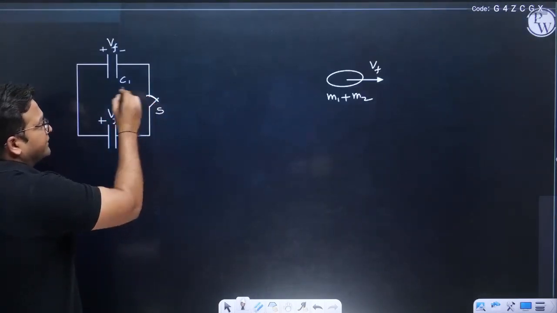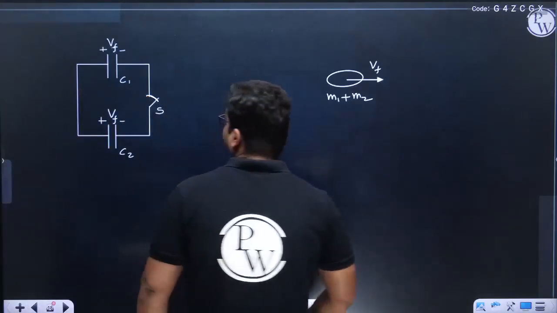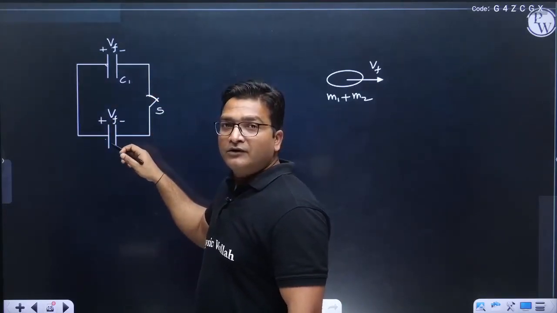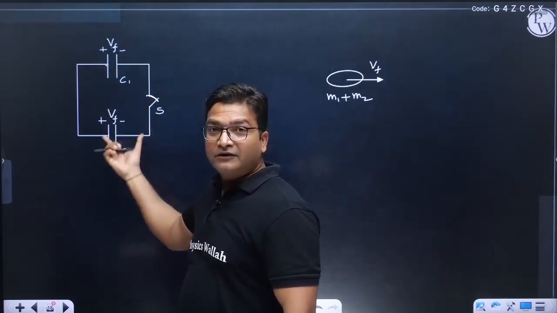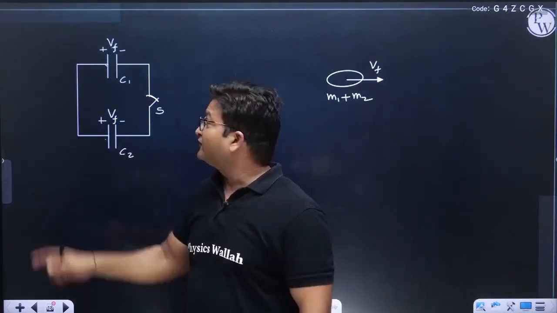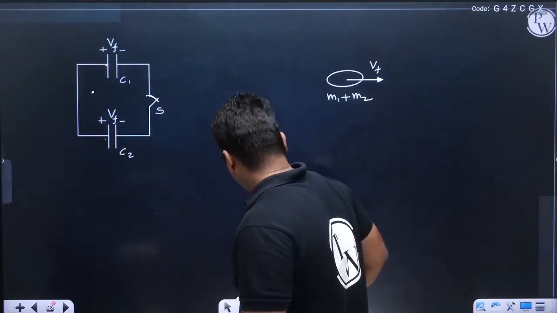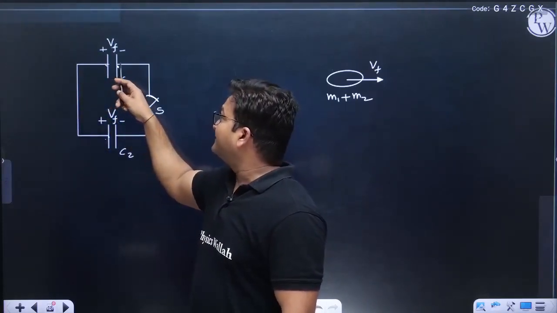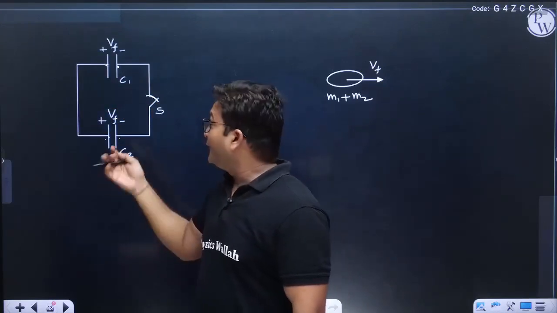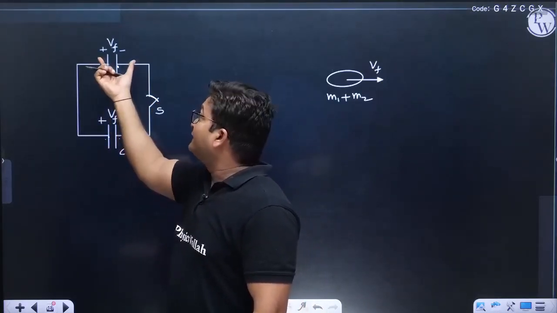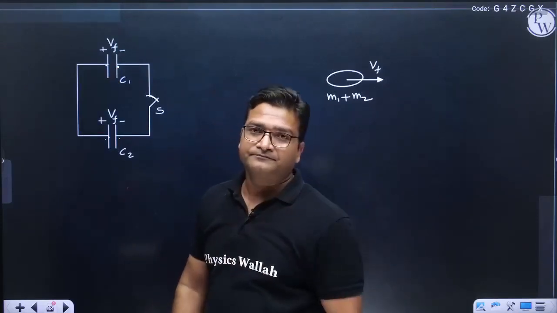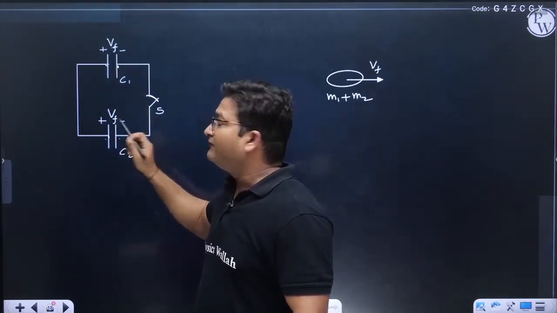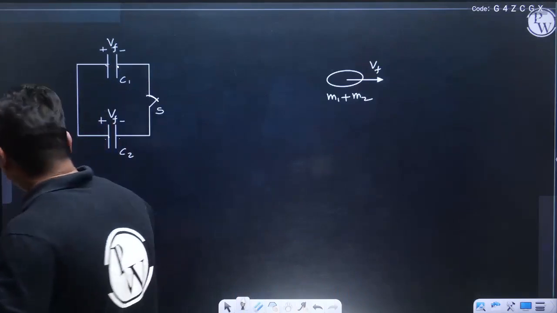Next, if I close this, what happens? Actually, these two plates are connected and these two plates are connected. So finally, the potential difference on the two capacitors will be equal, because potential of this plate will be same as this plate because of this wire, and potential of this plate will be same as this plate because of the wire. So potential difference across this capacitor and across this capacitor must be same. Let us assume the final potential difference across both as VF.